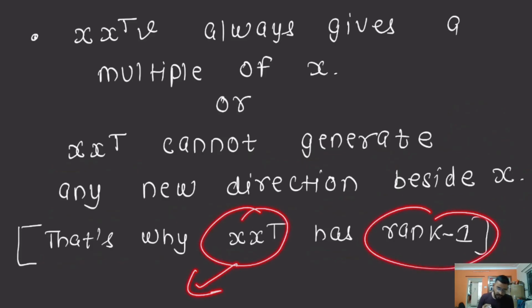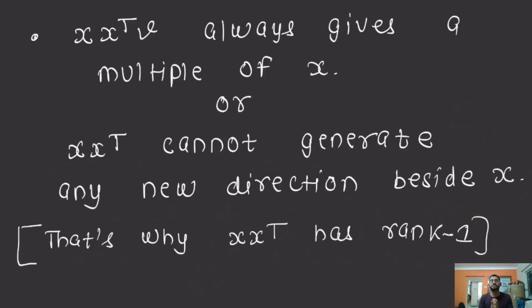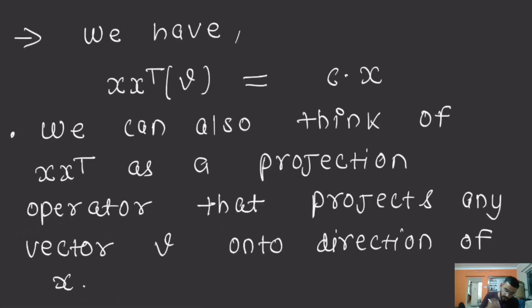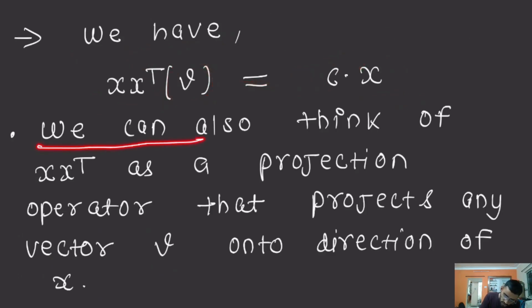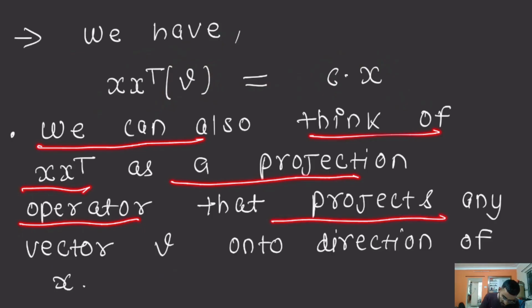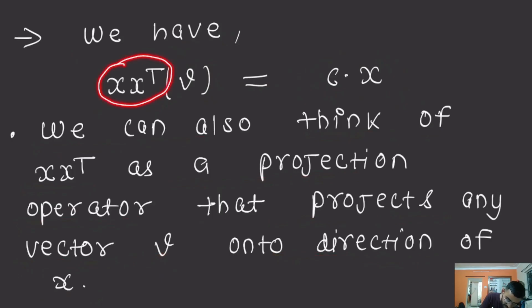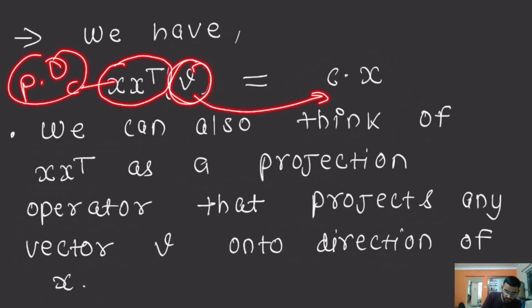Another way we can see this is that all the columns of x into x transpose are linearly dependent, and hence xx transpose has rank 1. Now we have seen that any vector V acted on by xx transpose produces a vector in the direction of x only. So we can also think of xx transpose as a projection operator that projects any vector V onto the direction of x.